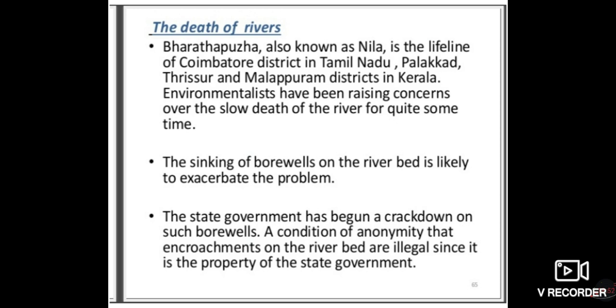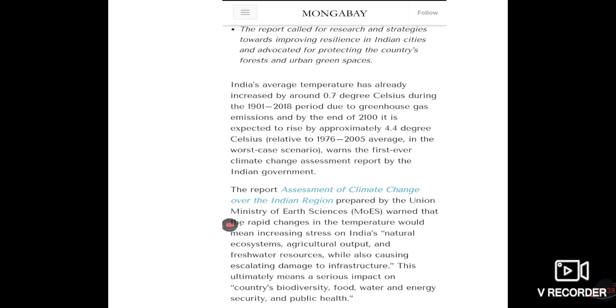And another one is the river. Most of you have experienced, whenever you travel through the Bharatapuzha, that it is nowadays completely dry. The Bharatapuzha, also known as Nila, is a lifeline across districts in Tamil Nadu, and Palakkad, Thrissur, Malappuram districts in Kerala. Environmentalists have been raising concerns over the slow death of the river for quite some time. So in future, we can predict the death of the Bharatapuzha. And sinking of borewells on the riverbed is likely to exacerbate the problem.